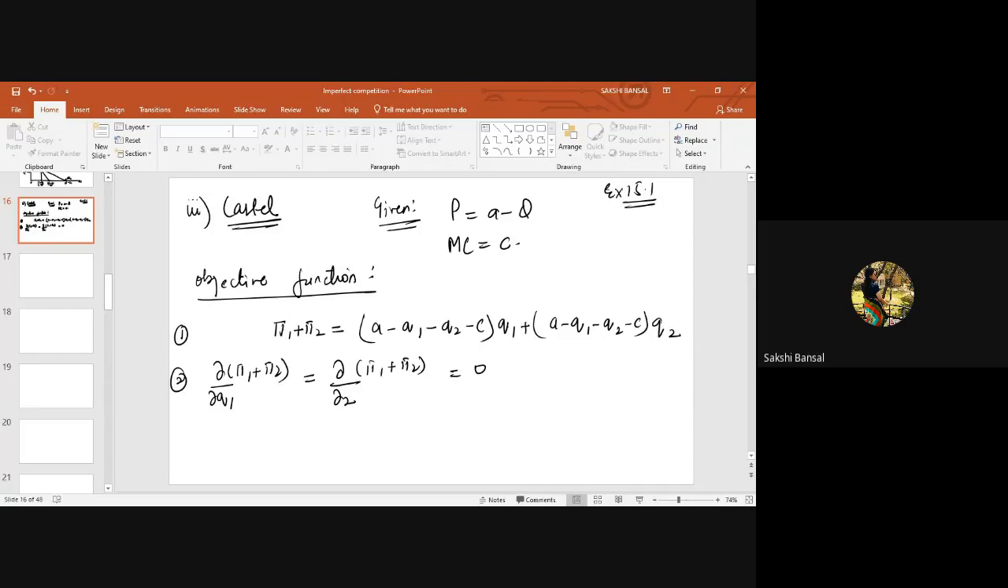I can differentiate my entire equation either by Q1 or by Q2. My answer will be the same. This is what the technique is. Either differentiate the whole equation by Q1 or by Q2 and equate it to 0. Why am I equating it to 0? This is for local maxima. I want to maximize my joint profit.